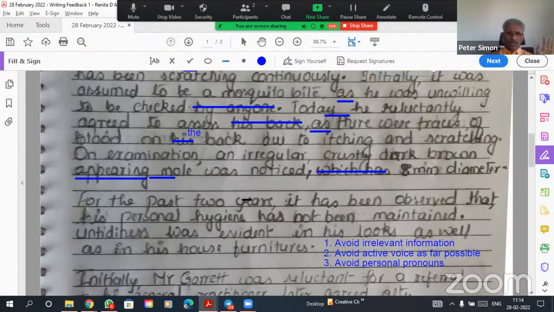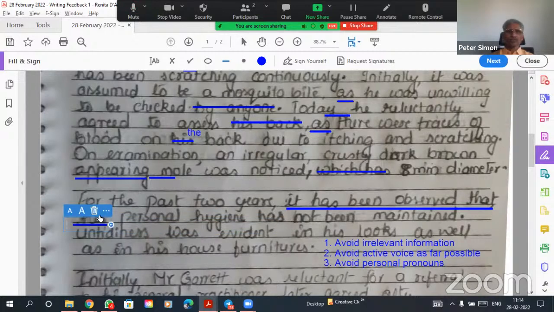For the past 2 years, very good. For the past 2 years, it has been observed that... Why all these things? Is it necessary? His personal hygiene has not been maintained. Okay. Improper personal hygiene has been observed.